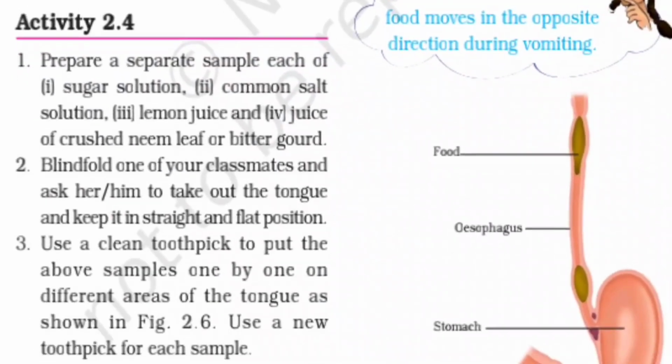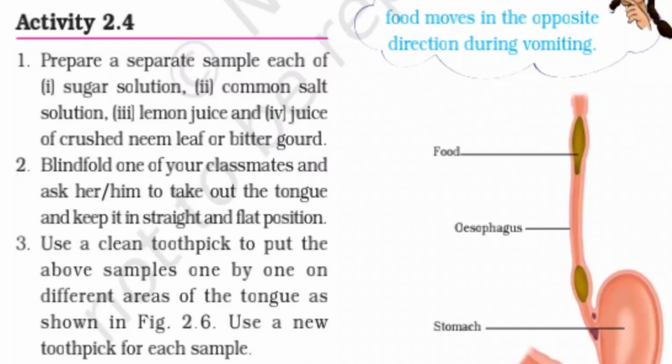Activity 2.4. Prepare a separate sample of each of sugar solution, common salt solution, lemon juice, and juice of fresh neem leaf or bitter gourd. Blindfold one of your classmates and ask him or her to take out the tongue and keep it in a straight and flat position. Use a clean toothpick to put the above samples one by one on different areas of the tongue as shown in figure 2.6.